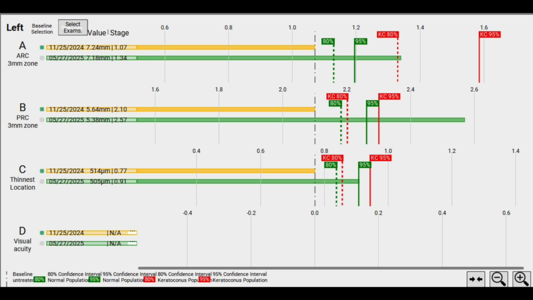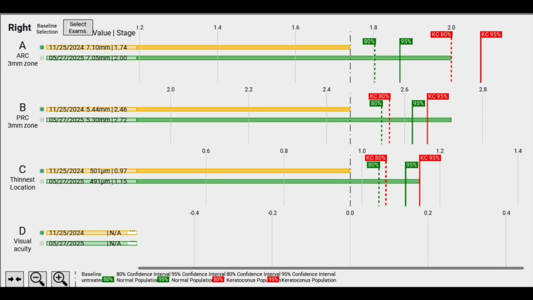But we've got an 80% confidence interval progression on A. We have a 95% confidence interval progression on B. So the B alone is enough to justify progression. Then C, looking at central corneal thickness, we have moved into the keratoconus 80% population. So just A and C alone are enough to document progression. B by itself, or A and C combined, are enough to document progression. B is adequate by itself. This patient has significant progression of their keratoconus, but comparing it on those topographic maps, that would not have been detected.